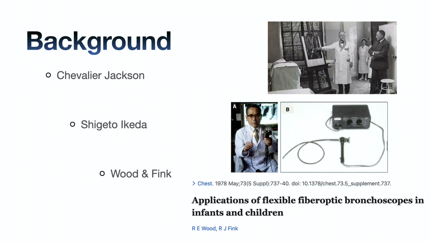A little bit of background: Chevalier Jackson is the father of bronchoscopy. He first introduced the rigid bronchoscope. Then 60 years later, Shigeto Ikeda, a thoracic surgeon in Japan, developed the first flexible bronchoscope in 1968. Ten years later, Wood and Fink published the first landmark paper discussing the application of flexible bronchoscopy in infants and children.